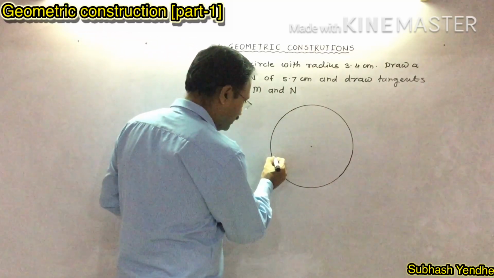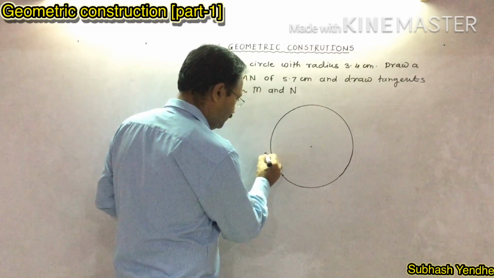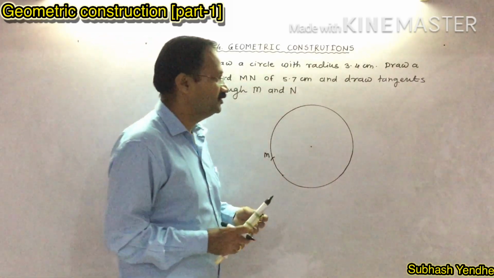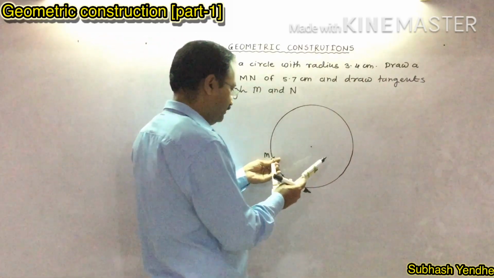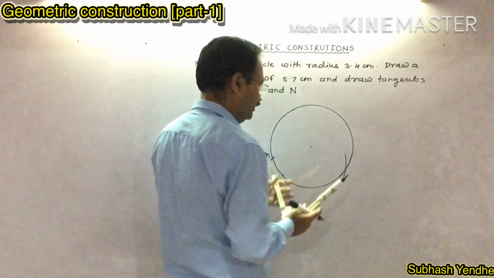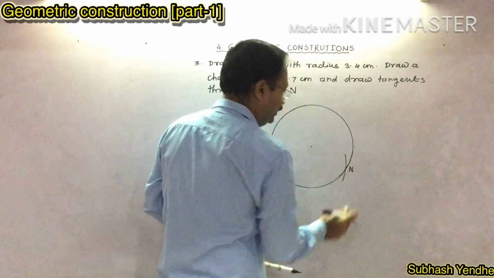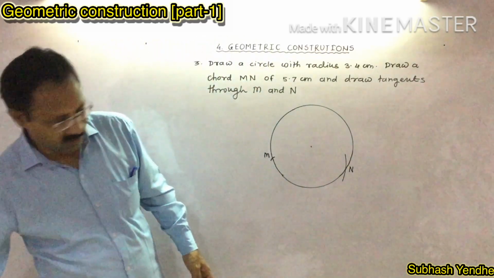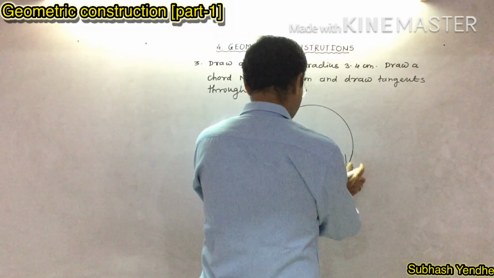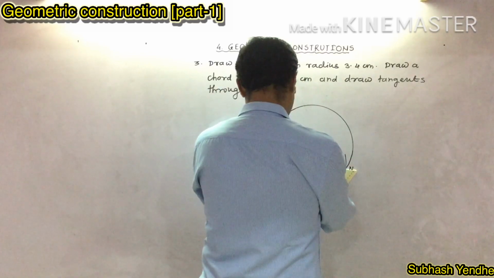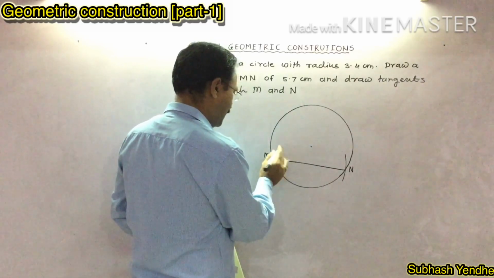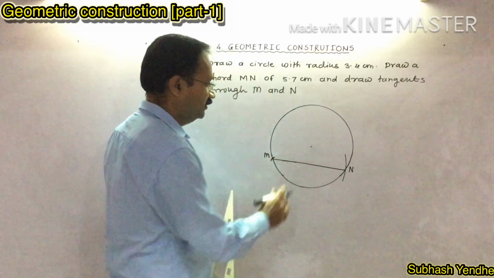So here you have to take one mark, give the name M to this one, and take the 5.7 centimeter distance. I have taken the 5.7 centimeter distance here and made the arc here. So this is my 5.7 centimeter distance. Now I am going to join it. So I will get the chord. So this is the chord whose length is 5.7 centimeter.